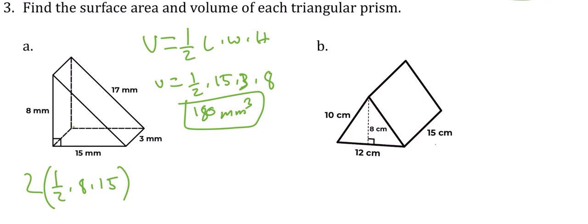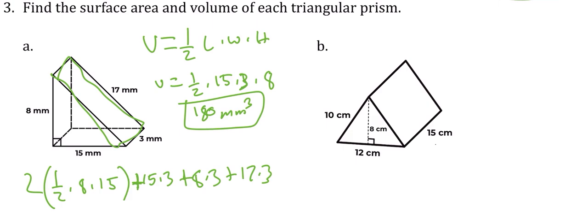For the bottom, we have 15 times 3, and that's a rectangle, so just 15 times 3. For that side, we have 8 as our height, 3 as our width. So we're going to say, plus 15 times 3 plus 8 times 3. And then the final face we have to deal with is this one right here. So we have 17 times 3 for that rectangle.